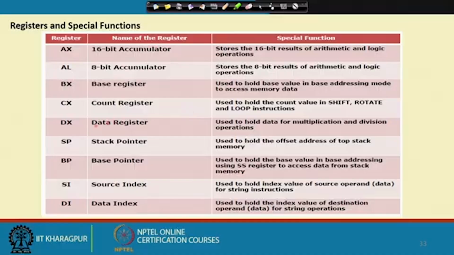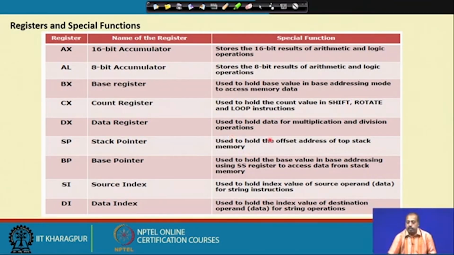Then the stack pointer register SP is used to hold the offset address of the top of stack memory. So, the stack segment register will be pointing to the bottom and the stack pointer will be pointing to the offset within that. Then we have got the base pointer BP, used for getting operands from the stack. It uses the stack segment register as the segment register, and we can access within the stack segment by this BP. Then the source index register SI holds the index value of the source operand for the string instructions, and DI, the destination index, is for the destination operand for string operations.